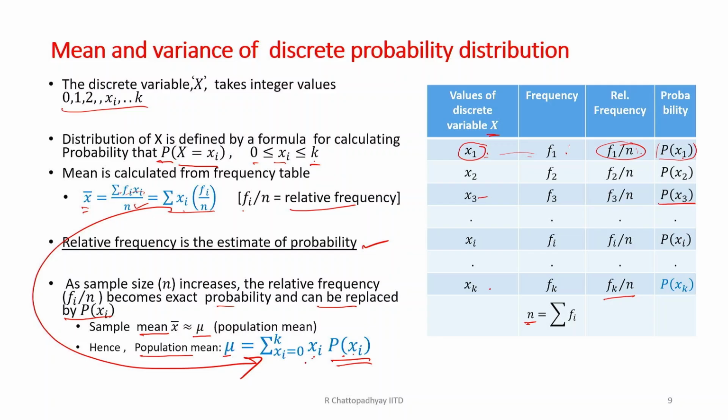So that becomes the formula of the population mean. It is simply the population mean equals sigma xi pxi, i varying from 1 to k. k is the number of discrete values that the variable x is going to take.